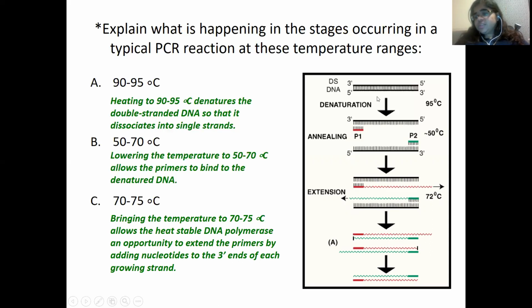So denaturation is at 95 degrees. It's to make single-stranded DNA. Annealing is when the primers come in. And then extension, as the word itself means, is extending that DNA molecule. It is allowing replication to occur. Okay?